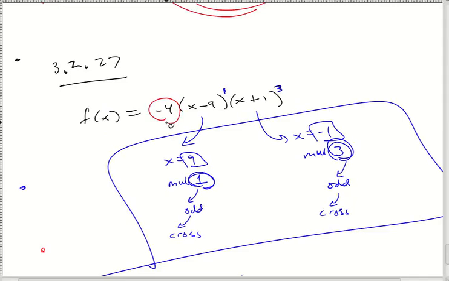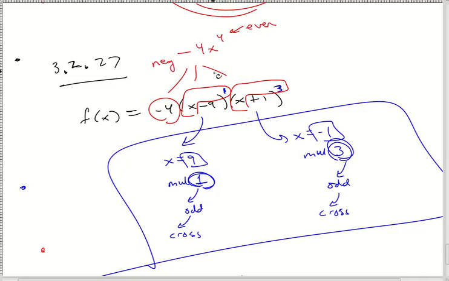Well, I got a -4, x to the 1, and an x cubed. If you put all these together, you get -4 x to the 4th. Now notice, even power. And so they're going to go the same direction. Negative means they're both going down.